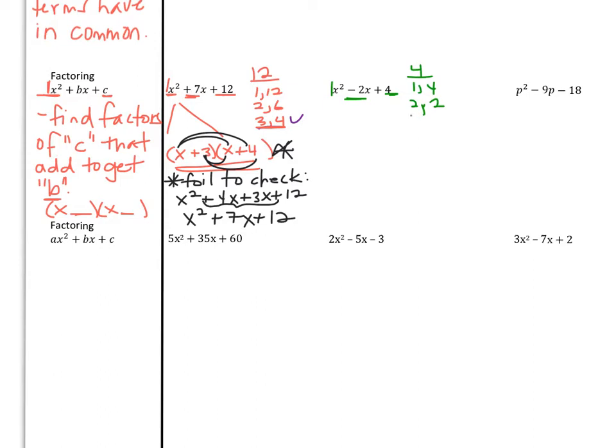So neither pair works. If you can't get a pair to work, we would say that it doesn't factor. So look out for that. Sometimes that might in fact be the case.